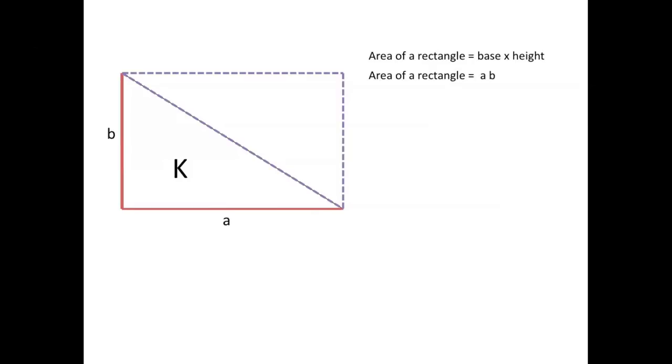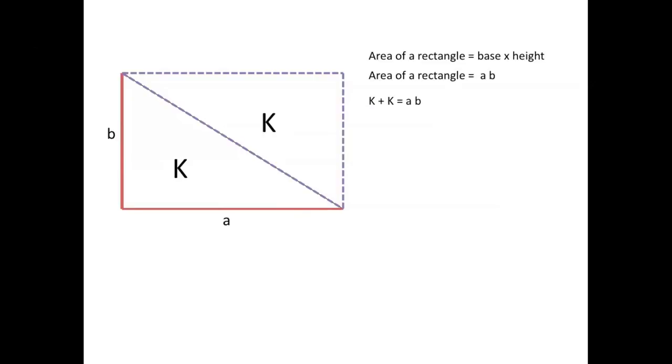Now if you notice, to create this rectangle, we created two congruent right triangles. So the area of the triangle with the dotted purple line also has an area of K. So with that in mind, we know that the total area of this rectangle is K plus K, and we already know that the area of the rectangle is also A times B.